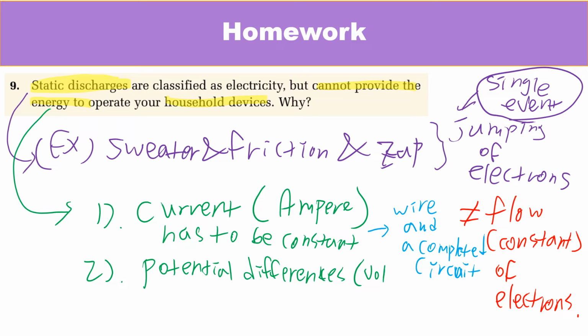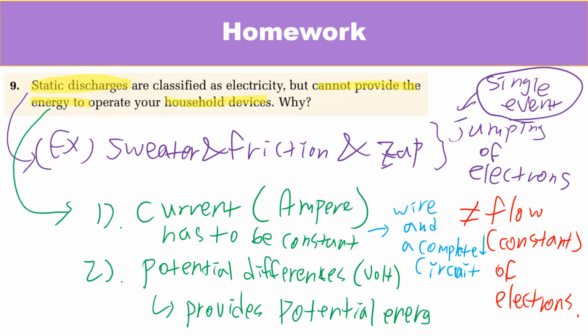Which is measured as a voltage as a unit, because this provides potential energy. Like I said, potential energy is soon to be used as work, or some kind of work to operate something. We need these two. Thus, static discharge may exist as an electric zap or single event jump of electrons, but it doesn't have a constant current, so we cannot operate it.